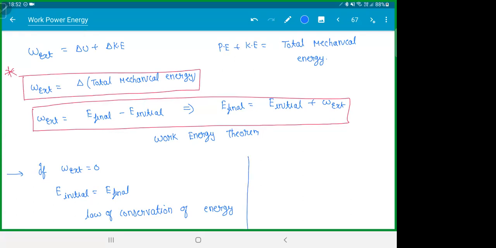Another way to write this: if work done by external is 0, delta U plus delta KE is 0. So I can write minus delta U is delta KE. So you can write loss in potential energy is equal to gain in kinetic energy. It's the same thing. You're just twisting them and writing them in different forms. Loss in PE is gain in KE, or loss in KE is gain in PE. You can write either way.